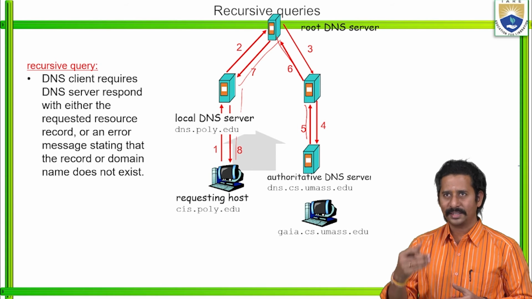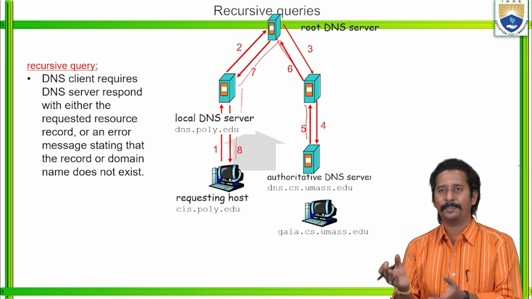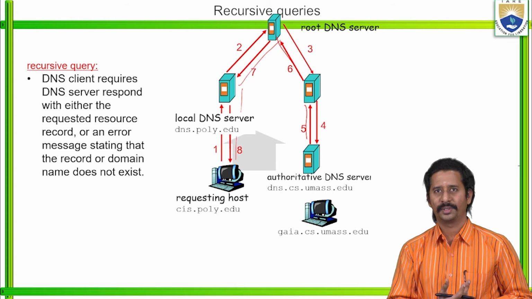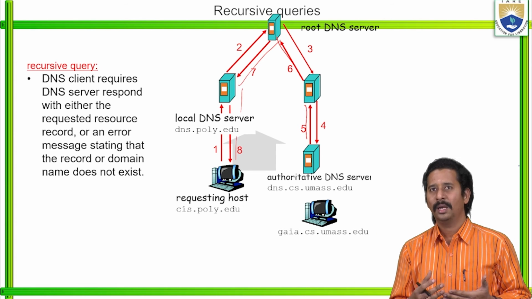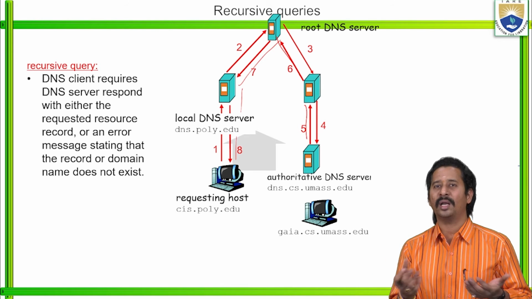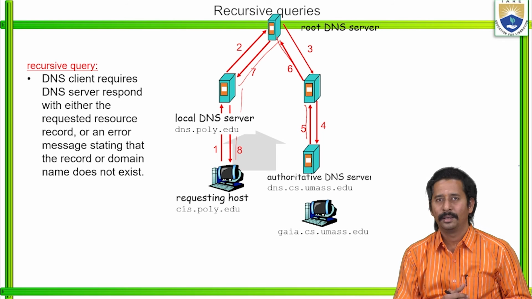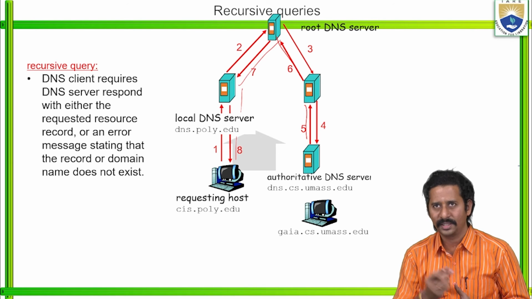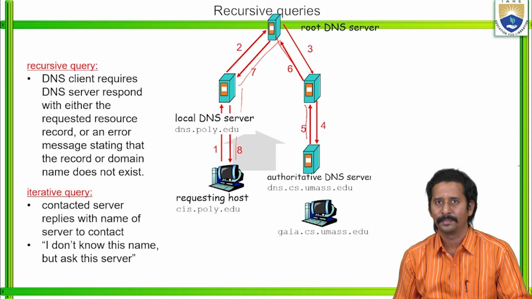Then that particular root DNS server transmits the same request to the authoritative DNS server. If it is available in that particular IARE website, then it extracts that particular information and transmits it to the requesting host. If not, the DNS server responds with either the requested resource or an error message which states that the record or domain name doesn't exist. So whatever the professor name the requesting host requests, if the professor is not available, then automatically it states that there are no records with the requesting name. So those are recursive queries.